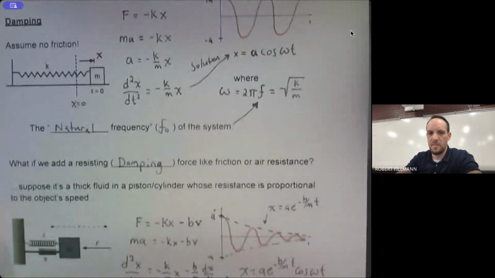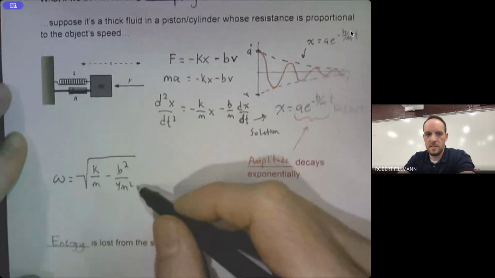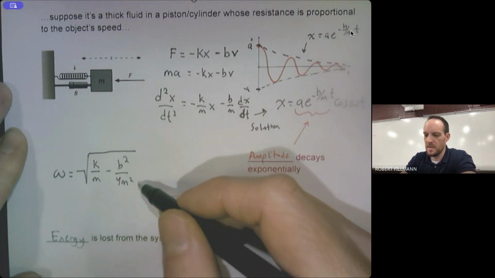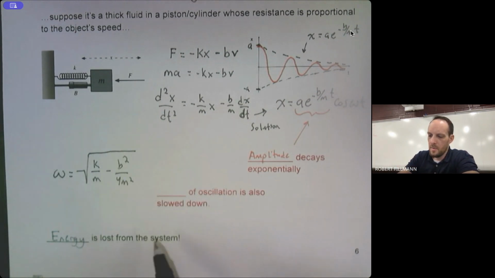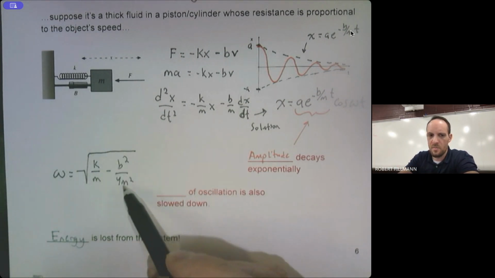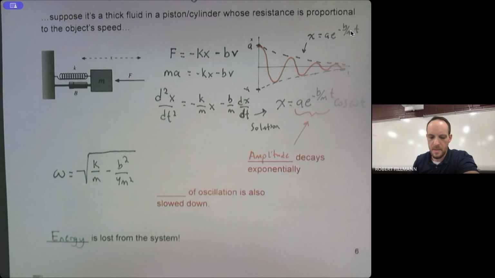Now remember, if you look up here, omega was equal to root k over m for the simple harmonic motion. And this is the same omega if there's no damping. If b is equal to 0, I just again get root k over m. But what I want you to notice is as you start to add more and more friction to the system, we're subtracting something from k over m. So it makes omega smaller.